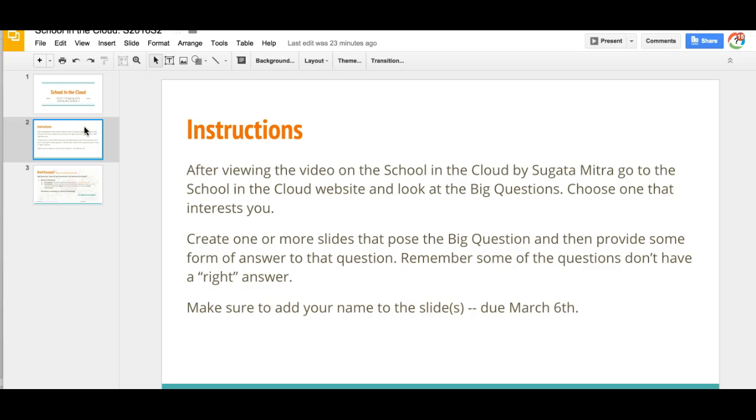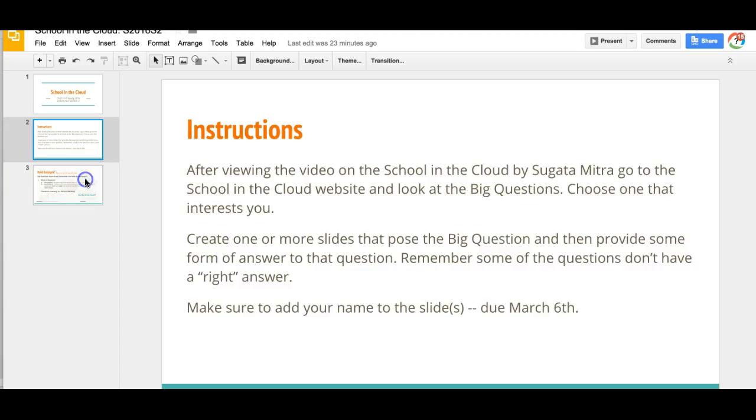So I asked you to go to the School in the Cloud, get a big question, and then you're going to create one or more slides that pose that big question and then try to provide some form of an answer. Remember that most of these don't have some form of right answer. There may be something that is considered correct depending on what kind of question, but a lot of them don't have necessarily a right answer. That's not what I'm looking for. I'm looking for your ability to take that big question and interpret it and rework it to present it as a new idea or as an idea for other people.